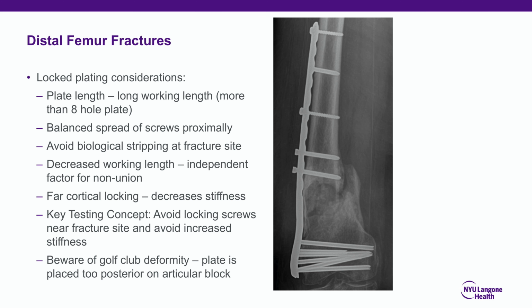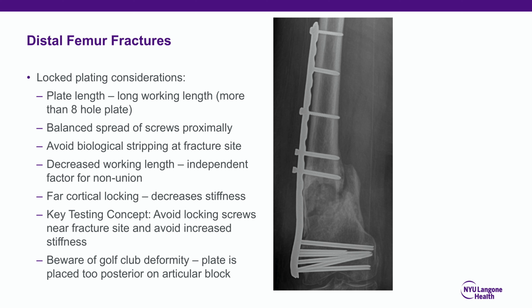Plating has to be done in such a way that the construct is not too stiff. A construct requires a long working length. At a minimum, an 8-hole plate should be used. There should be a balanced spread of screws proximally with a combination of locking screws and non-locking screws. Keep in mind that locking screws work as an internal X-fix and non-locking screws will bring the plate to the bone. Avoid excessive exposure and stripping at the fracture site, as this is a watershed area.